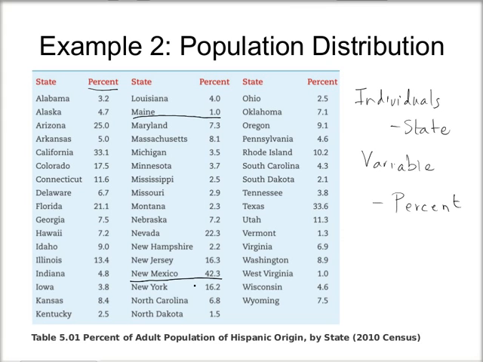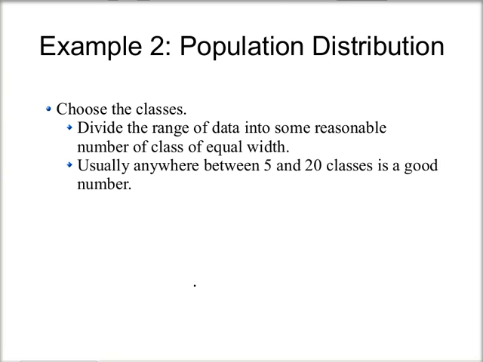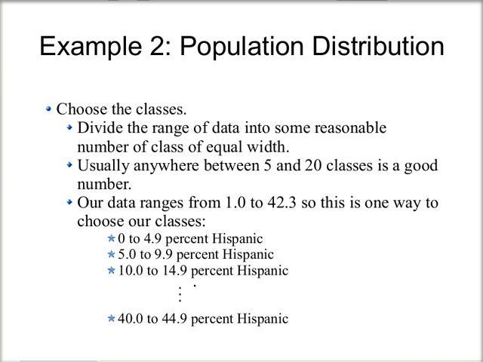So next we're going to go through the steps to make a histogram. First I want to choose my intervals or classes, and I want to divide the range of data into some reasonable number of classes of equal width. As a general rule here, somewhere between 5 and 20 is a good number of intervals or classes to have. Now remember that our data ranges from 1.0 to 42.3%.